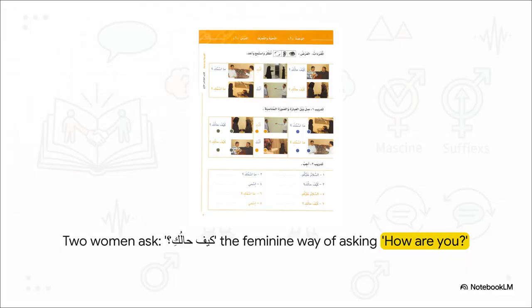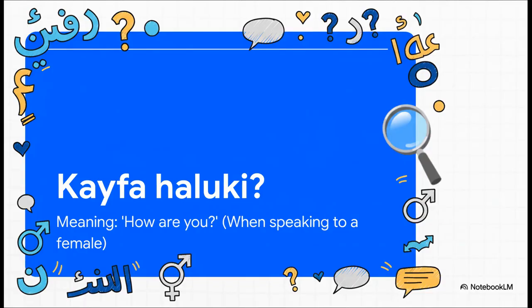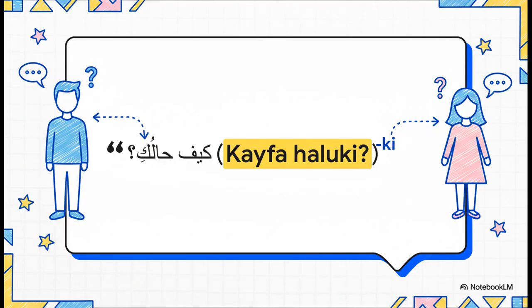And to complete our set of essential phrases, we see two women. You can probably guess what's coming next based on the pattern we've just learned, right? And you'd be absolutely right. It's kaifa haluki. It means, how are you, but addressed to a female, using that ki suffix we now recognize. This is a perfect example of how, once you understand a core rule in Arabic, you can just start applying it to new vocabulary. And with that, we have our four core phrases. We've learned the vocabulary, and more importantly, we figured out the grammatical rule that governs them all.